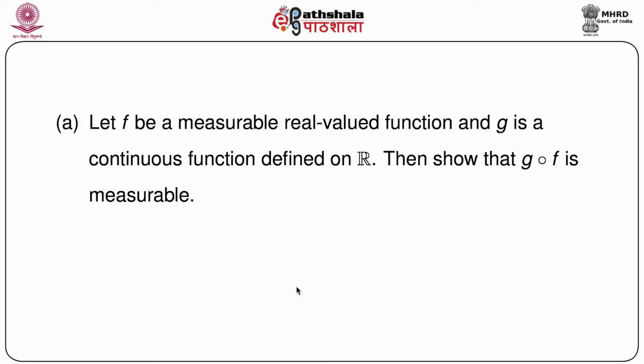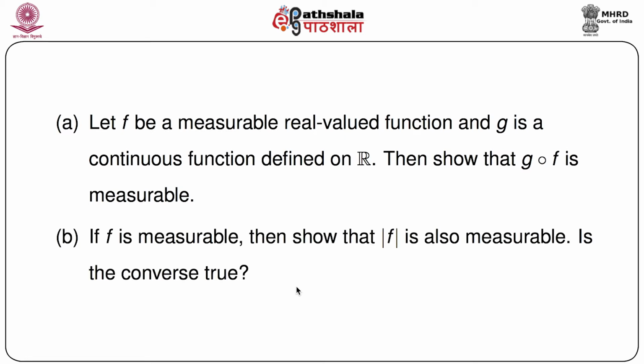Now we move on to the second problem, which is based on a measurable real-valued function. So let us consider f as a measurable real-valued function and g is a continuous function defined on the set of real numbers, that is R. Then we have to show that g composition f is also measurable. So this is one problem.